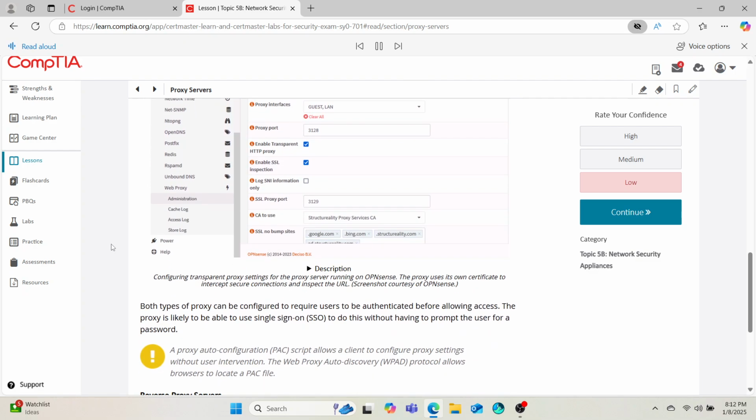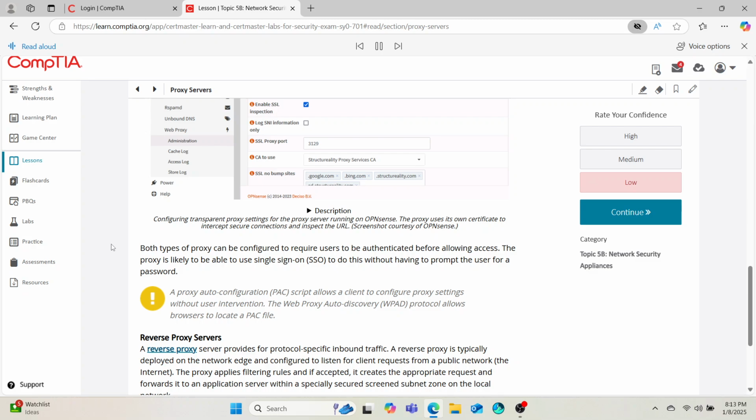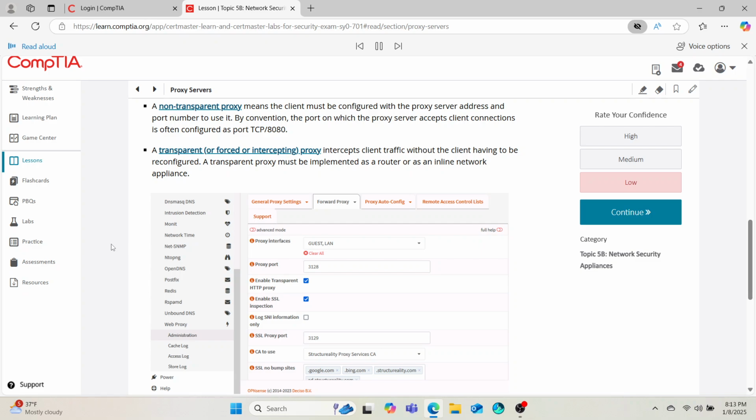Description. The sub-option, Administration, is selected under the tab Web Proxy from the left menu. The right pane shows 4 tabs from which Forward Proxy is selected. The fields are as follows. Proxy interface, LAN. Proxy port, 3128. Enable transparent HTTP proxy. Checkbox selected. Enable SSL inspection. Checkbox selected. Log SNI information only.